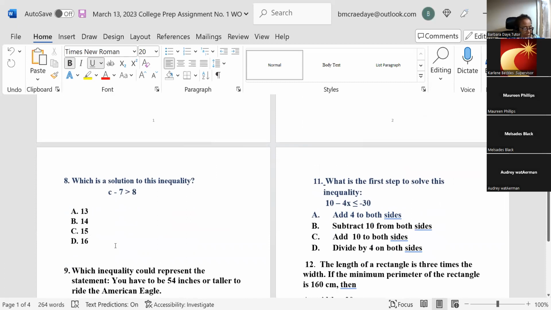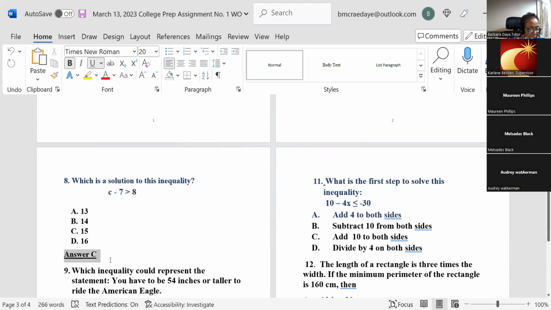Okay, Maureen, number 8. I had C. C, that's correct. Mercedes, is that right? Yes, miss. Yeah, you had that one correct. Because you just add the 7 to both sides and you get 8 plus 7 of 15, right? So answer C. I think everybody had that one right. Mercedes had it right. Maureen had it right. Audrey and Latoya. So everybody had that one correct.